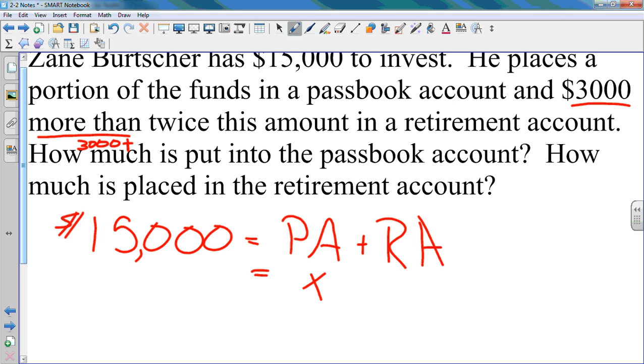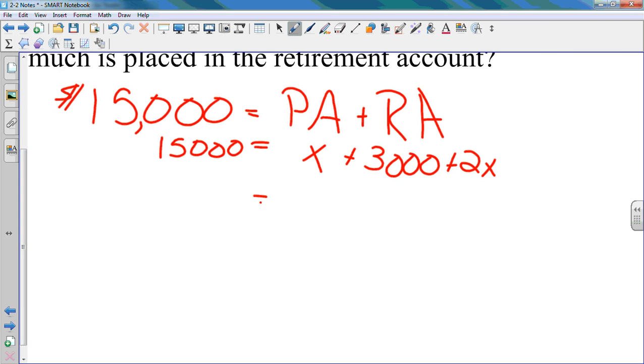Twice the amount in the passbook account, or twice this amount, which was the passbook account. So $3,000 plus 2x. So I have x plus $3,000 plus 2x, and all that is $15,000. Now I just solve for x.